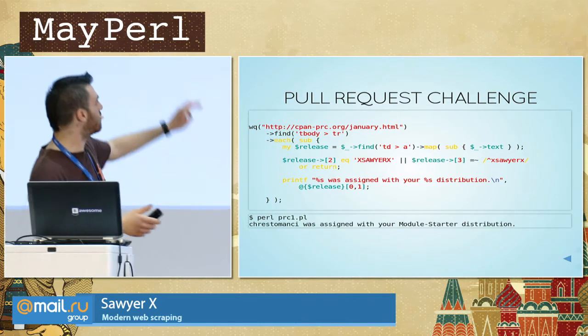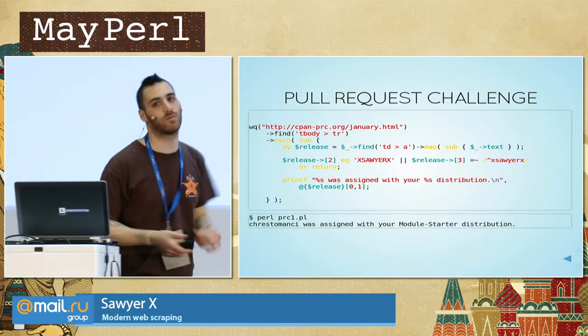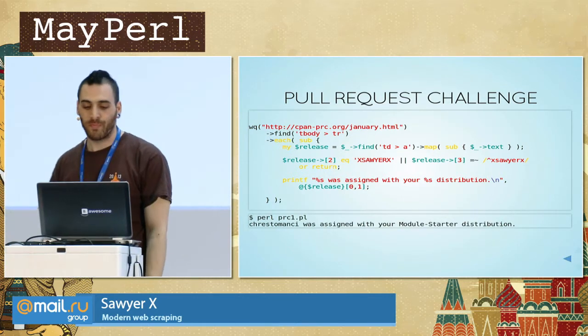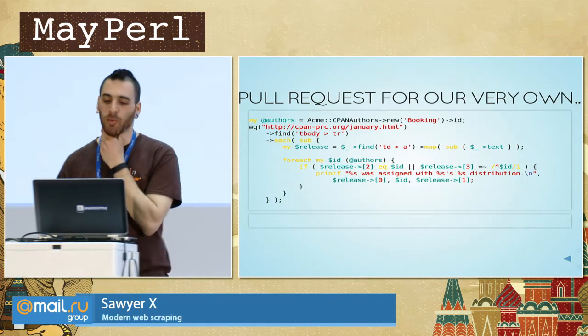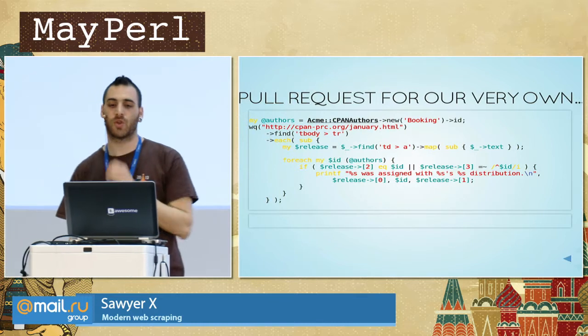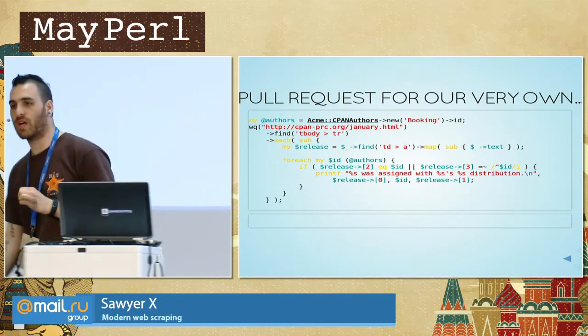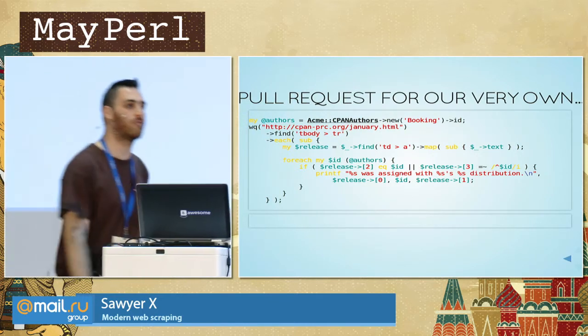And then I saw, hey, this guy was assigned with module starter, which I'm in charge of. So this was nice. But I thought, I could probably do more than this. I work with a bunch of people at booking.com. So if you use Acme CPAN authors, you actually get the PAUSE ID of a bunch of people. And there are different categories. There's Acme CPAN authors, I don't know, random things. There's one for people who have pictures of cats in their name, I think, or in their picture there. So there's a bunch of these different things.